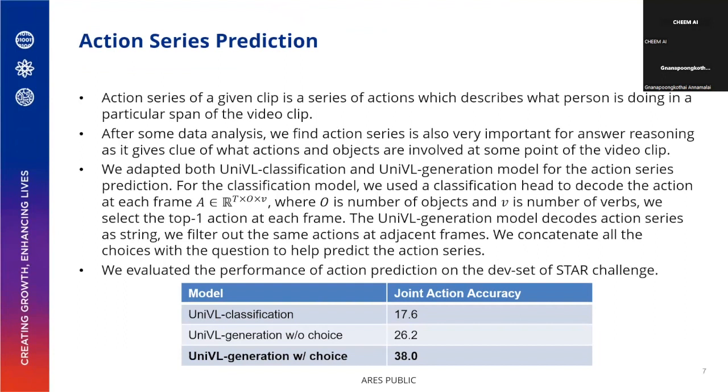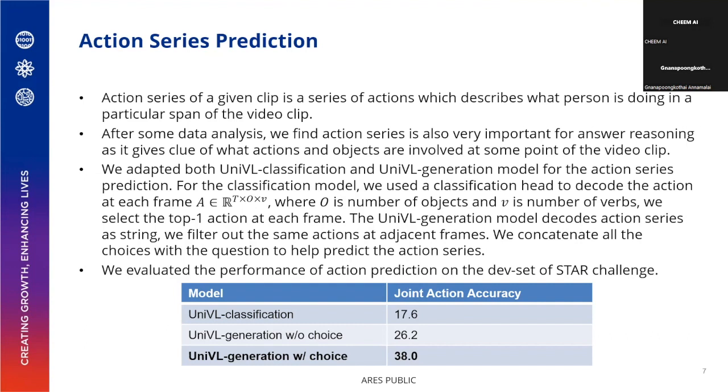We also try to do the action series predictions, because we found that the action is very useful in helping the final answer predictions. So we adopted both a classification and a generation model for this action series prediction. For the classification approach, we decode all the possible actions, so we can define each different action as a different ID. We use a single dense network to decode the action into different IDs to do the classification.